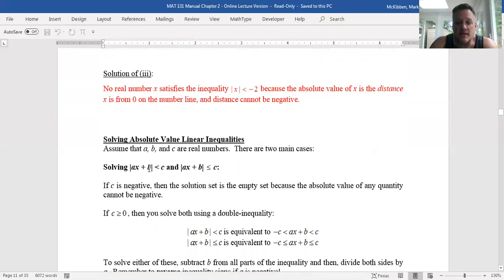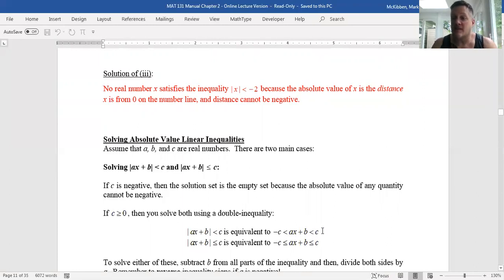If the C is a positive number, you remember the interpretation was that you want the numbers that are at most C units from the origin, and you get this double inequality: negative C on one side and C on the other. And so what we're going to say is that if you have an absolute value of a linear expression less than C, that's equivalent to this double inequality.